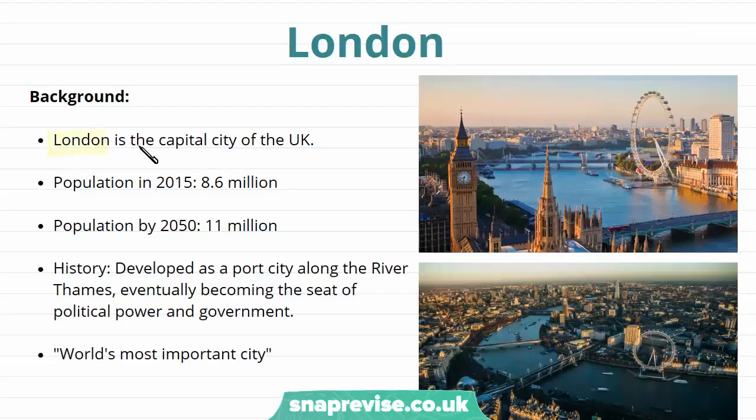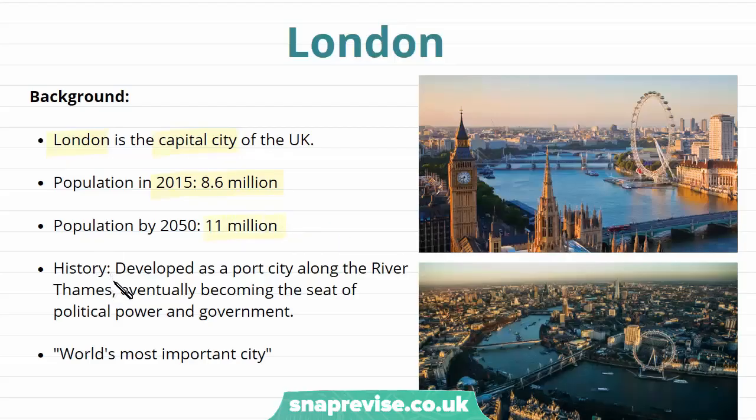So London is the capital city of the United Kingdom and it had a population in 2015 of 8.6 million people. So it is a very large city, but it's not as big as some of the mega cities in the world such as Mumbai and Tokyo, but it's still a fairly big city. And by 2050, it's predicted that it will have a population of 11 million.